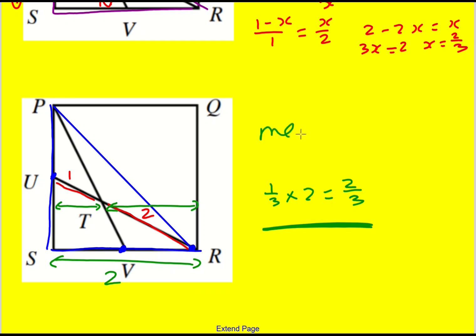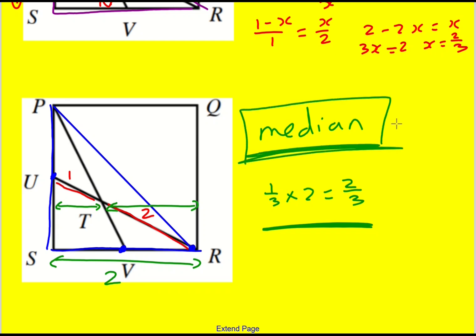So don't rule this one out. Don't think, oh, I don't like that method, because I have seen Senior Maths Challenge questions that literally require you to use this fact, that you're splitting it into the ratio 2 to 1. So yeah, good to read up about it. There's lots of interesting little facts about the median.